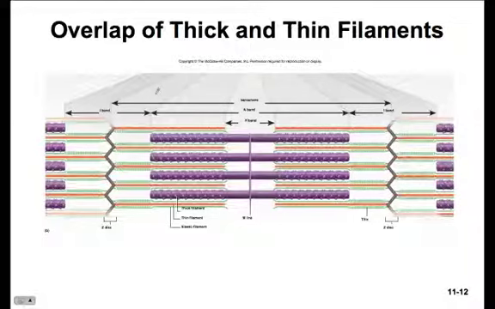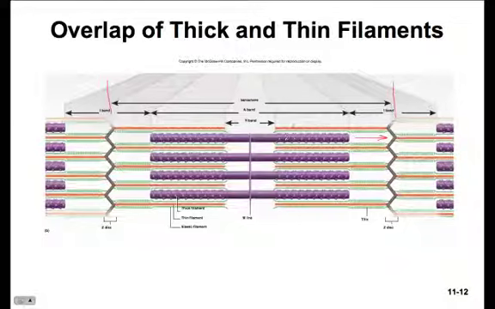So here we are looking at a sarcomere. The sarcomere extends from Z-disc to Z-disc. The Z-disc is a string of proteins. We don't need to really worry about their structure yet. The actin filaments are attached to the Z-disc on either side. And the myosin filaments are not.